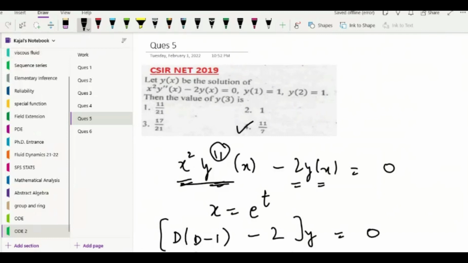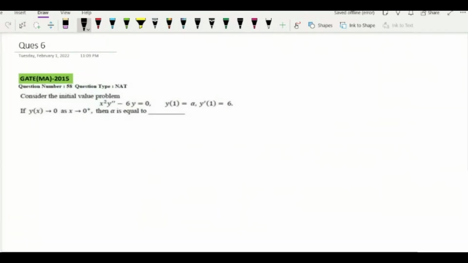So, moving towards the next question. The next question is from the GATE examination 2015, and in this question we have an initial value problem, x² y'' − 6y = 0 and y(1) = α, y'(1) = 6. And they have given y(x) tends to 0 as x tends to 0 positive, then α is equal to. Here you are to find α.